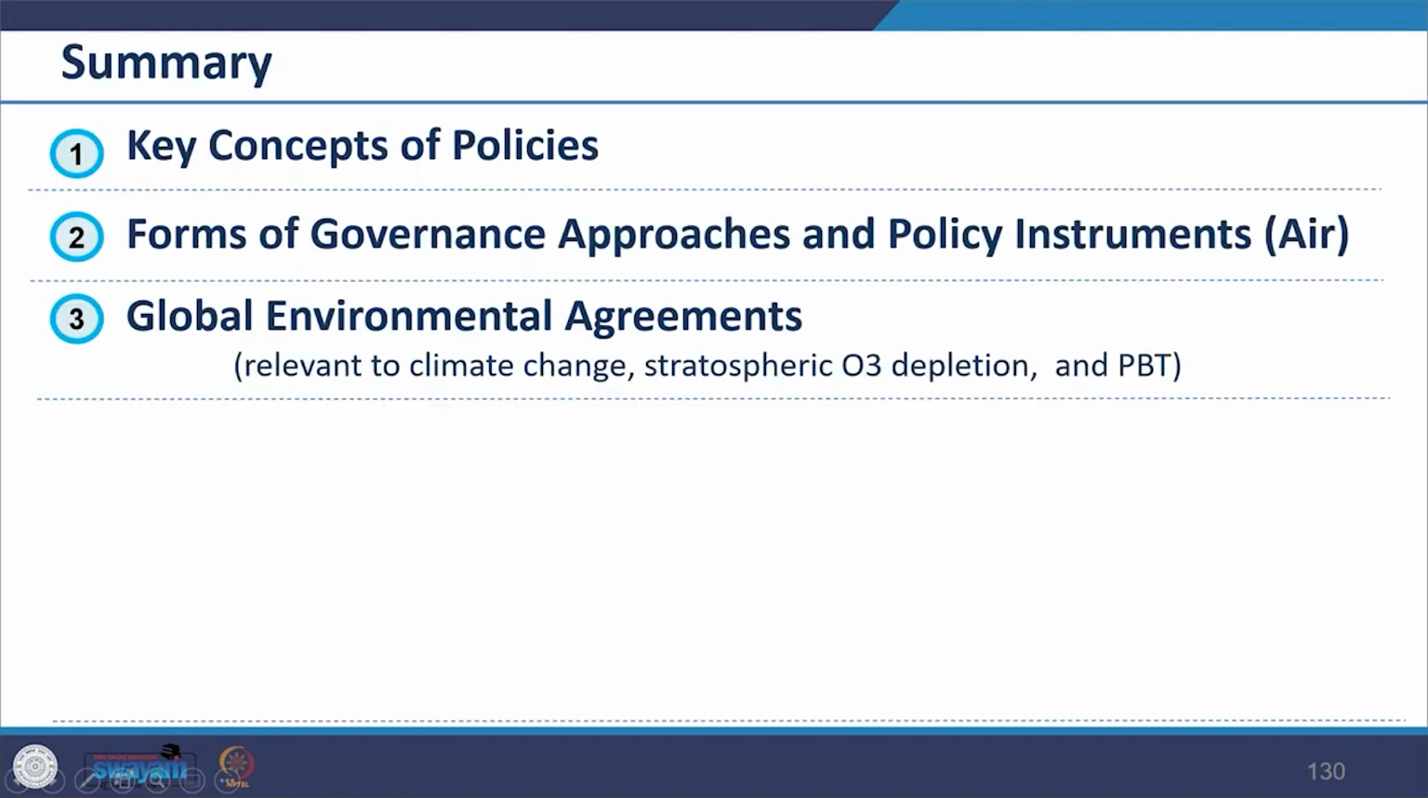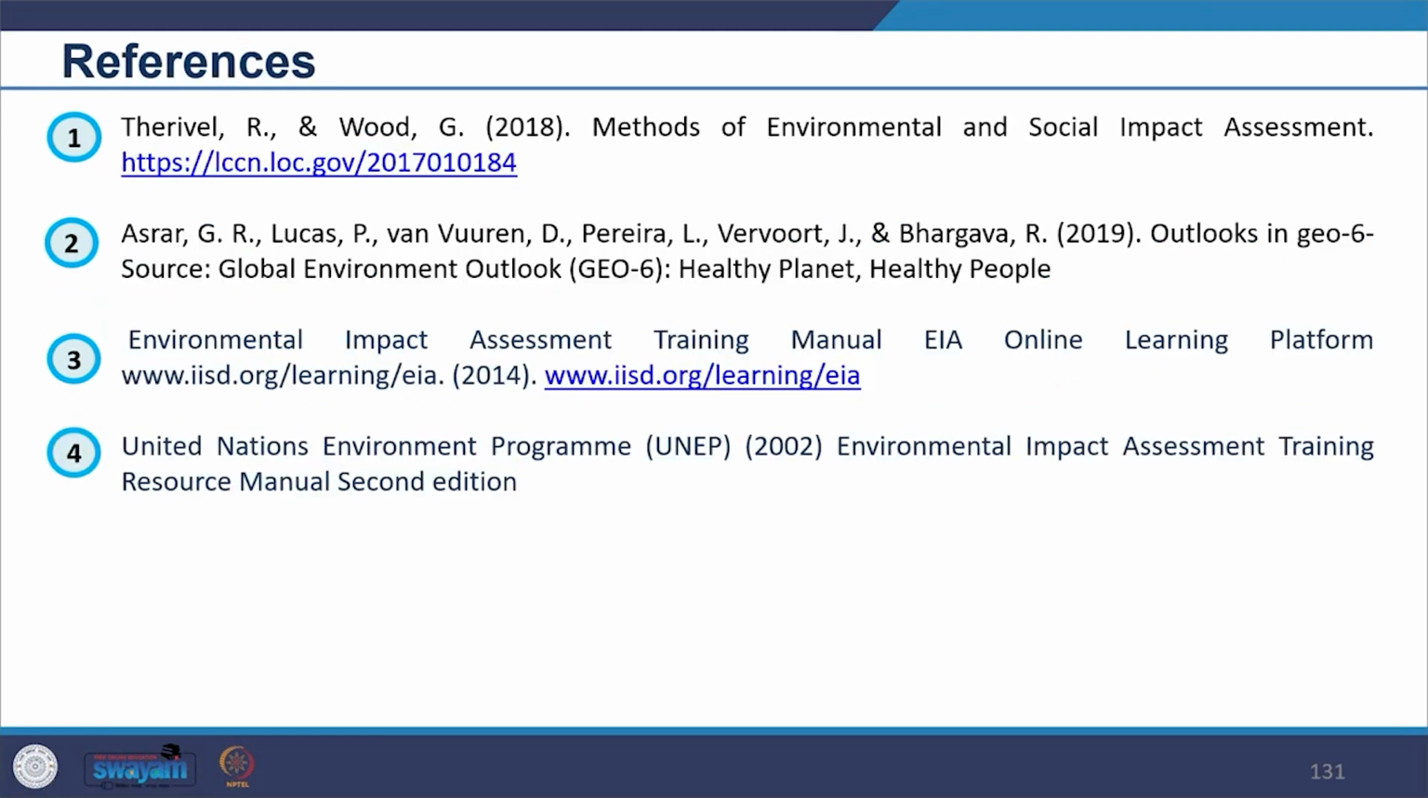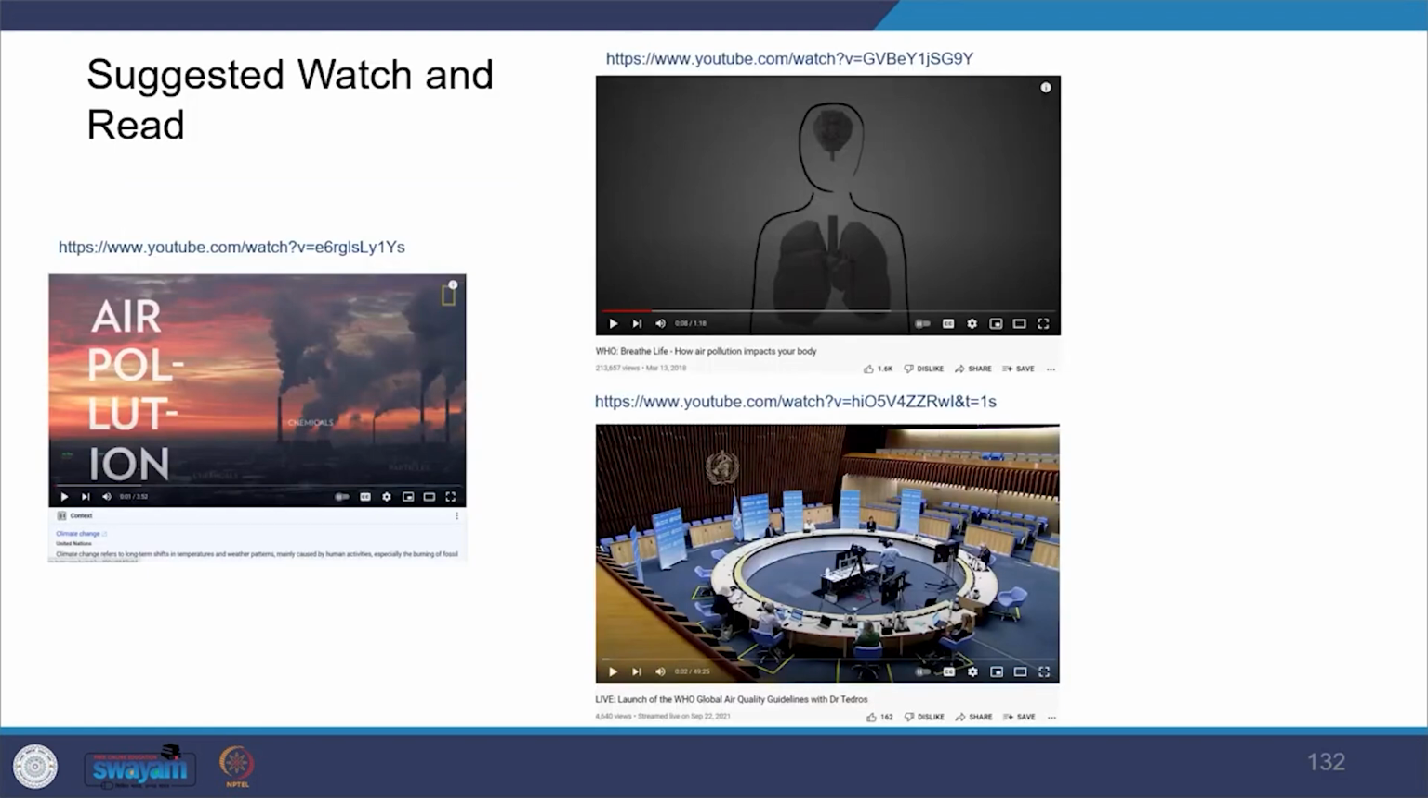So just to summarize what we covered in this session, we looked at the key concepts of the policies, and then we reviewed the governance approach for policy instruments. Then we also looked at the global environmental agreements, and at the same time we looked at our context also, with complete focus on air. These were the references for reading purposes. You can see that, and I've already suggested the book on this subject, so you can look at these, and I'm telling you the chapters also which are involved. And these are the suggested watch and read for this particular section.